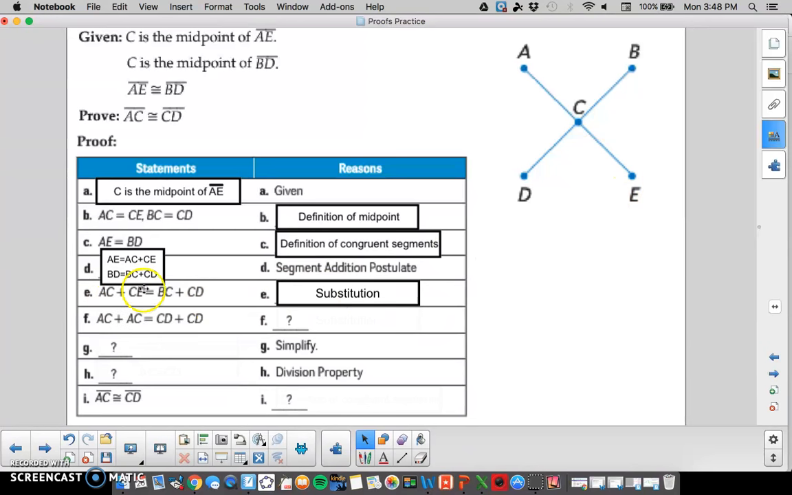We can substitute in AC plus CE equal to BC plus CD because we know that AE and BD are equal. So instead of AE, we're replacing that side with AC plus CE. Instead of BD, we're putting BC plus CD because that's what is equal to that. Now again, we're substituting in because we know CE is equal to AC from our statement up here. And we knew BC was equal to CD, so again we're substituting those values in. Now we have 2 of each of these. So we have 2 times AC equals 2 times CD, and we're just combining like terms.